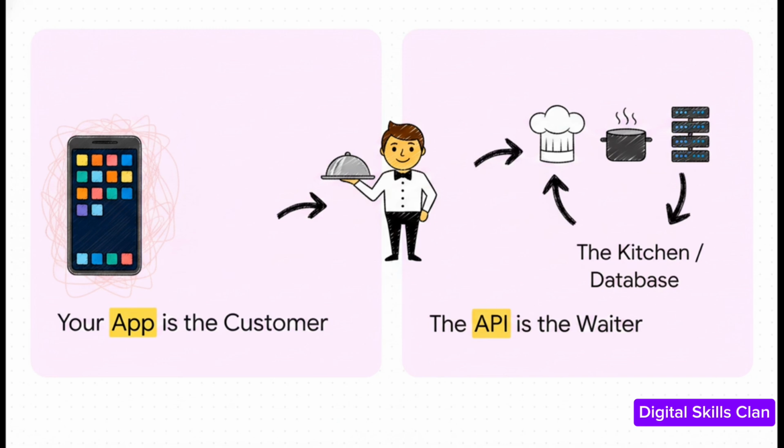The API, that's your waiter. Your app asks the API for, say, the weather forecast. The API runs back to the kitchen, grabs that data, and brings it right back to you. You get exactly what you ordered, and you never even had to step foot in the kitchen.